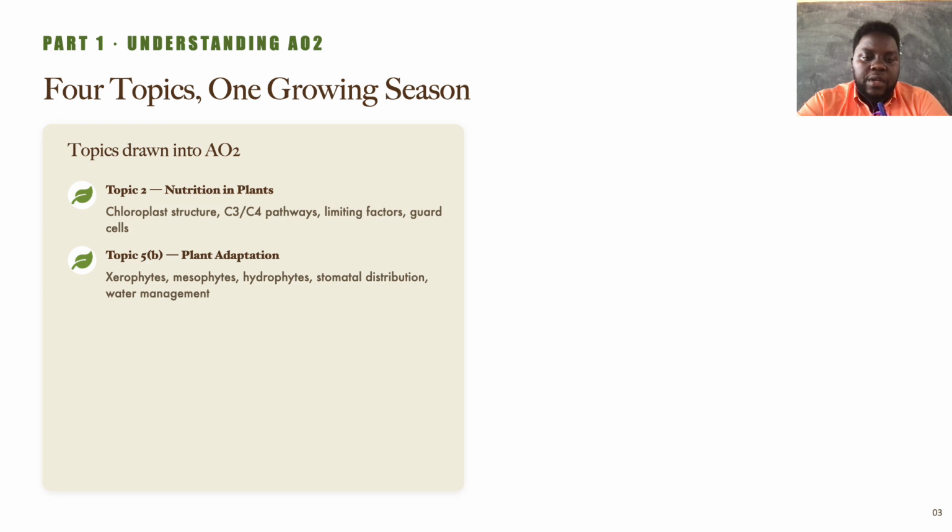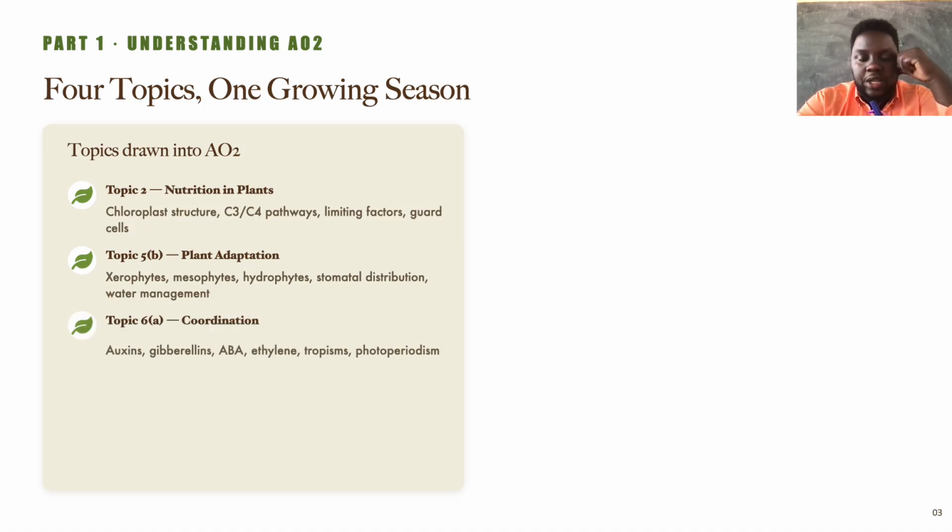So topic 5b is about plant adaptation. This is about xerophytes, which are plants adapted to dry conditions, mesophytes, which are your average plants adapted to moderate water availability, and hydrophytes, the plants that are adapted to live in or near water. And it also covers tomato distribution and water management strategies in plants.